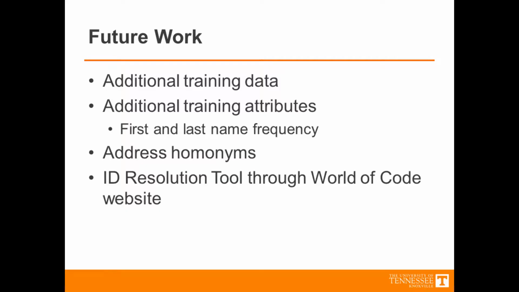Some future work that we have planned for this model is to add additional training data, add additional training attributes, such as the frequency values for both first names and last names of authors, and we plan to address the issue of homonyms, where author IDs are being used by multiple developers. Also, we plan to implement the ID resolution model as a tool on the World of Code website. With such a tool, a user will be able to upload their own set of author IDs and get back a grouping scheme for which IDs represent a developer.